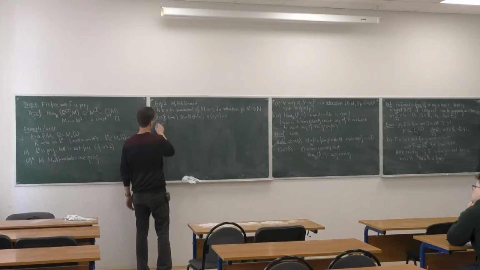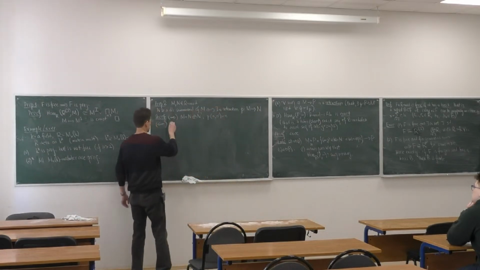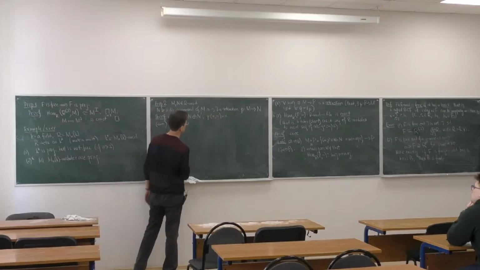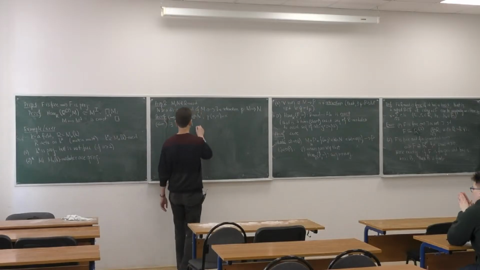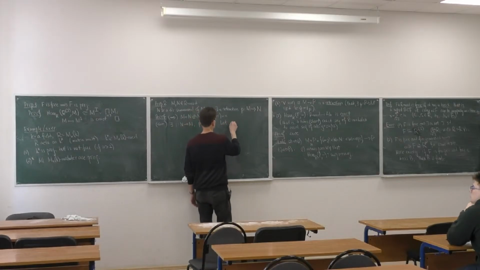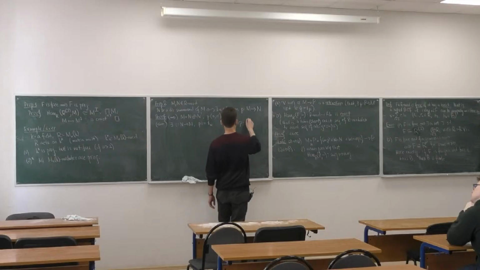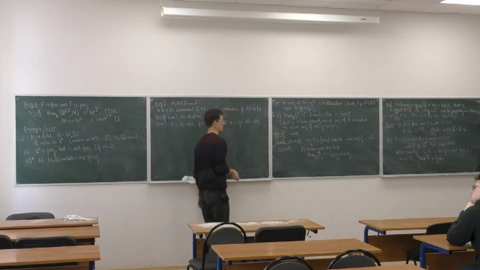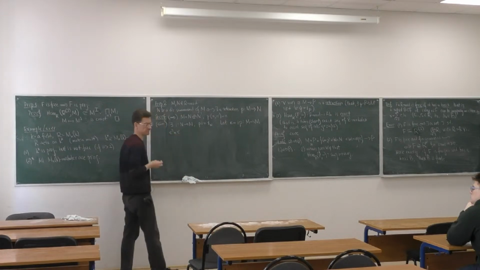And conversely, if we have a retraction of M onto N, this means that there is a morphism I, which acts in the opposite direction, and which is a right inverse to P. P I is the identity map of N. Then we consider the following endomorphism, E, which is just I P. So it acts from M to itself. And it is idempotent. Clearly, E squared equals E.